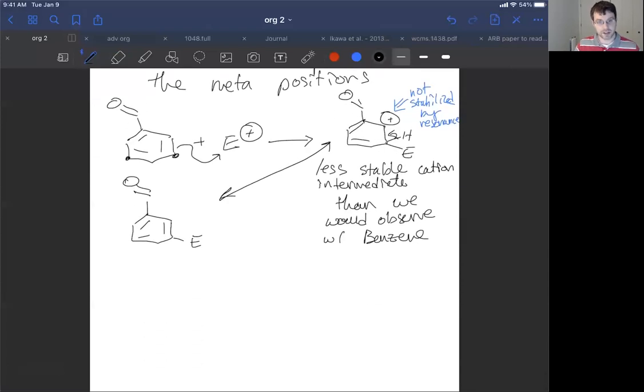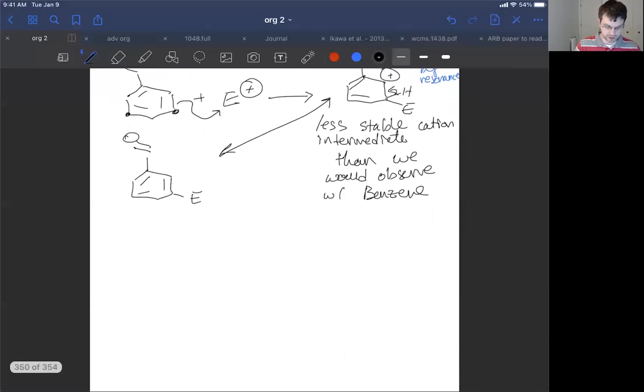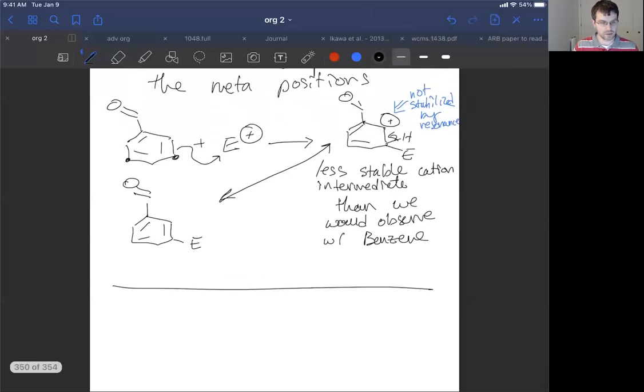But if a reaction has to occur, I guess it has to go meta because the para and ortho positions are so destabilized. Okay. Now, if we draw other resonance structures, anyway, I'll just leave it at that. It's just not a great situation for the molecule to be in.